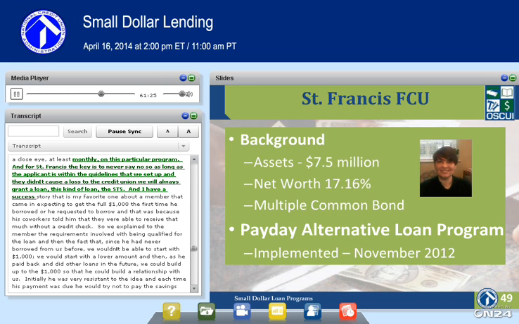And for us at St. Francis, the key is to never say no. So as long as the applicant is within the guidelines that we set up and they didn't cause a loss to the credit union, we will always grant a loan, this kind of loan, the SDS.